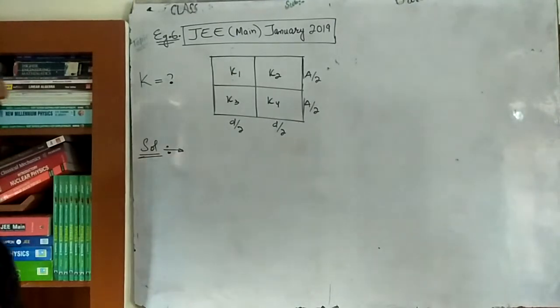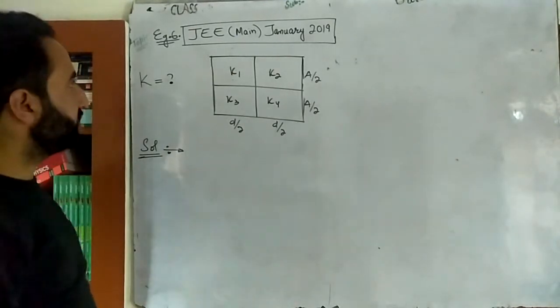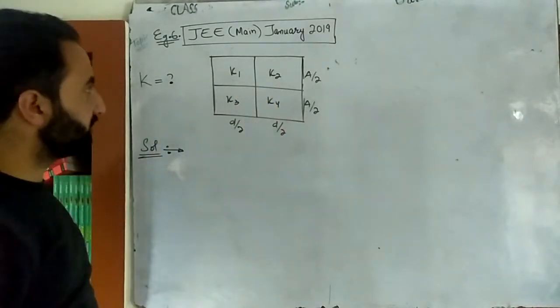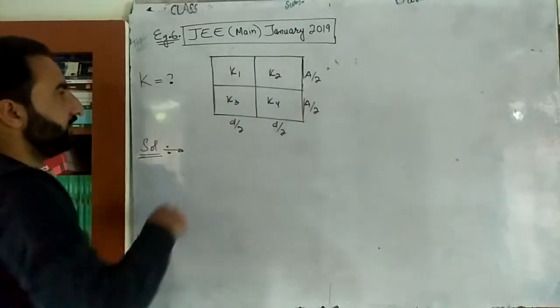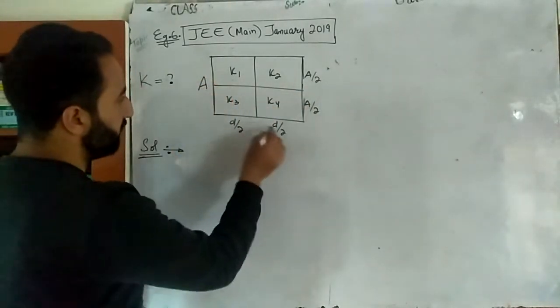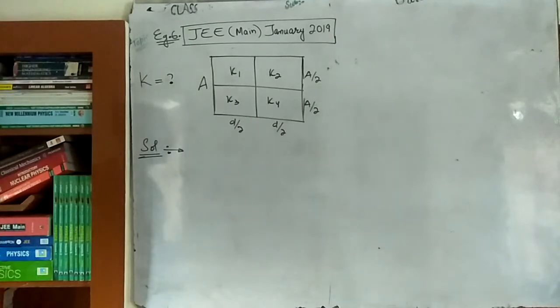Another example that was asked in JEE Main January 2019. The question is like this: these are 4 different slabs. K1, K2, K3, K4 are the dielectric constants of the 4 different slabs. The area is A, so this is A by 2 and this is A by 2, and the widths are D by 2, D by 2. Now the question is to calculate the equivalent dielectric constant.